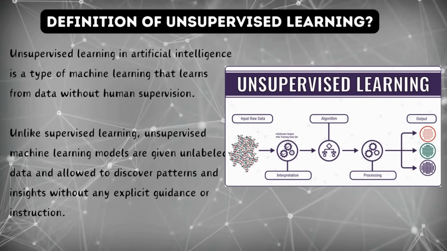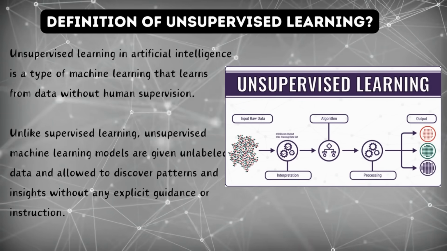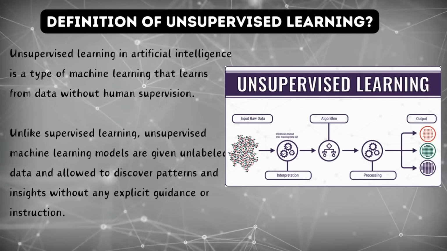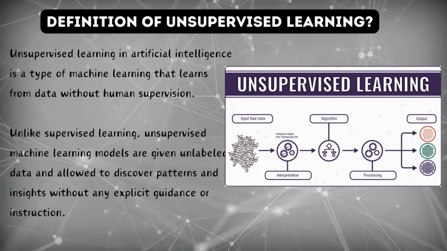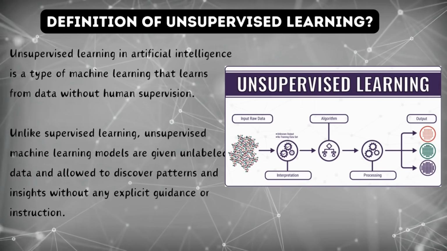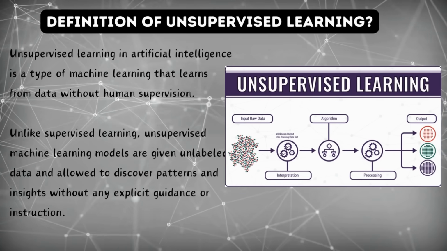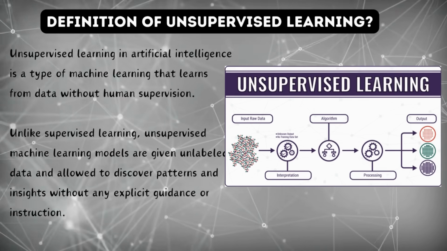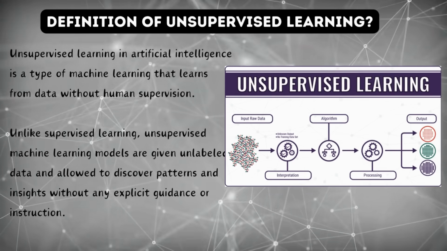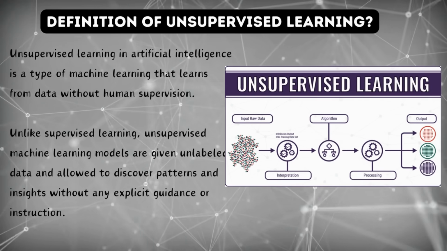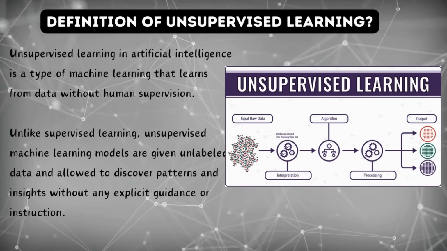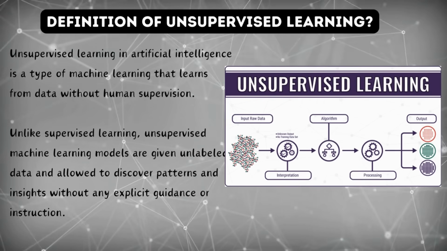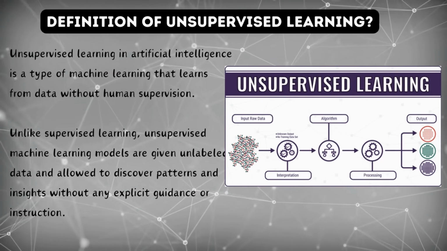Let's define unsupervised learning in simple non-technical way. Unsupervised learning in artificial intelligence is a type of machine learning that learns from data without human supervision. Unlike supervised learning, unsupervised machine learning models are given unlabeled data and allowed to discover patterns and insights without any explicit guidance or instruction.